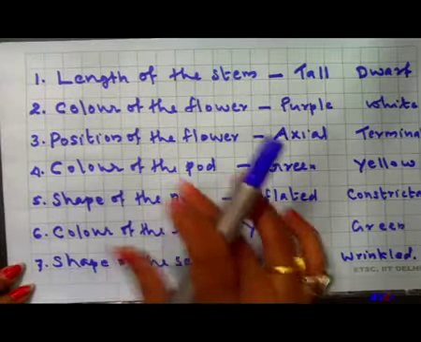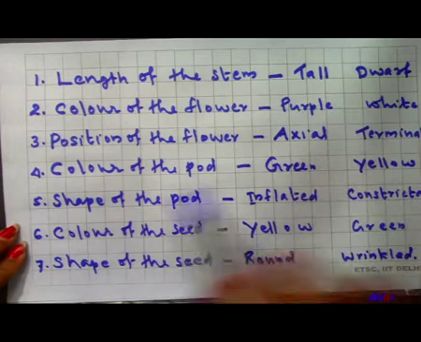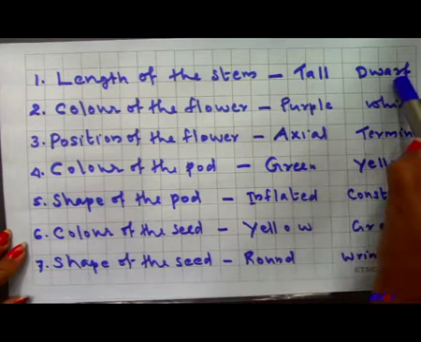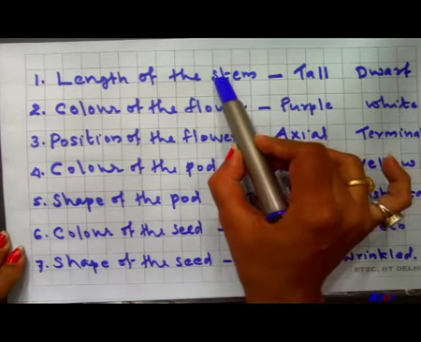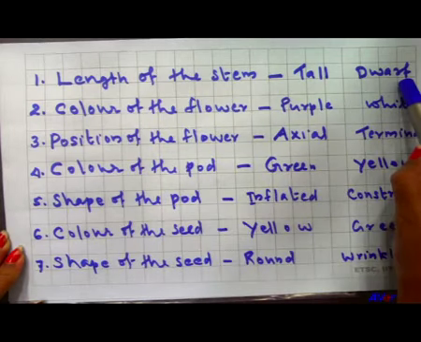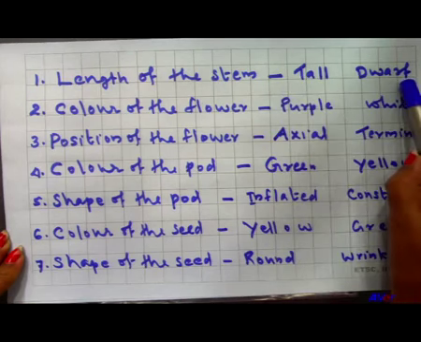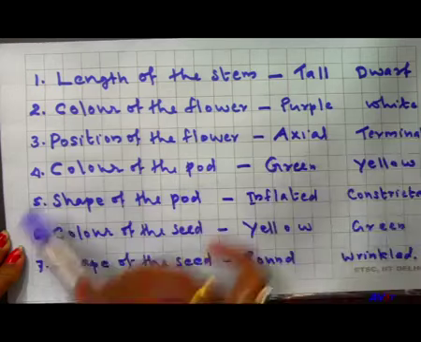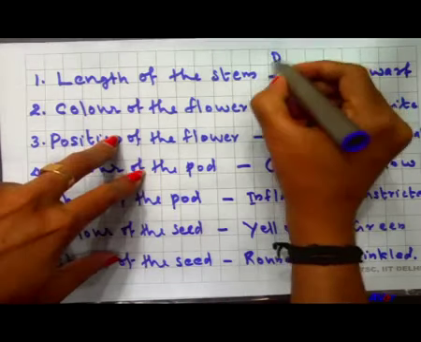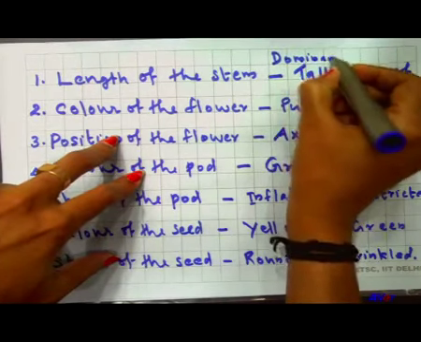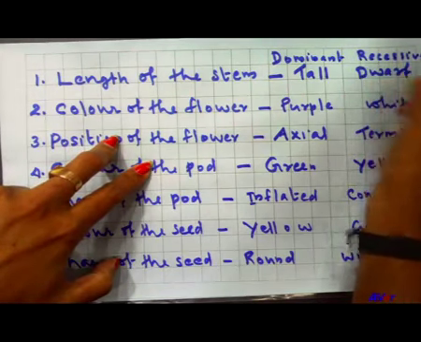So, the first character here is length of the stem. The different expressions you can see here, one is tall and the other is dwarf. That means the same character or trait is expressed in 2 different alternative forms, one tall and the other dwarf, contrasting characters. Here the first one, tall, is dominant and dwarf is recessive.